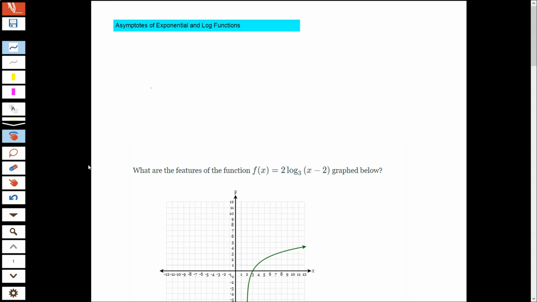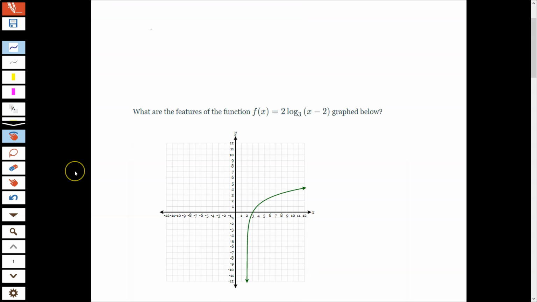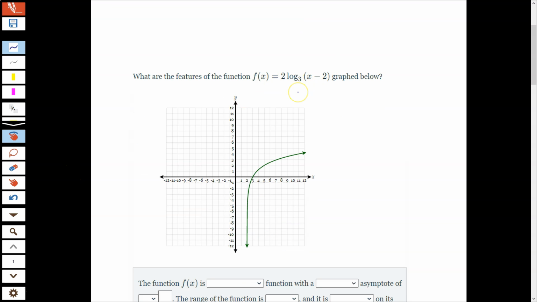Alright folks, this lesson is on asymptotes of exponential and log functions. Okay, so we are looking at functions like this, or the exponential functions that we've been studying, but in terms of asymptotes and end behavior and all that we studied earlier in the year.